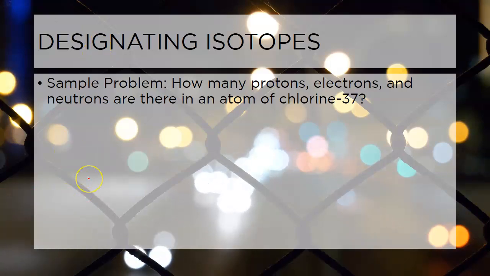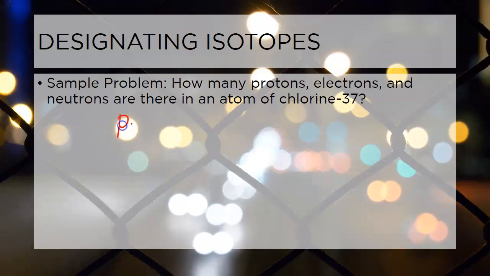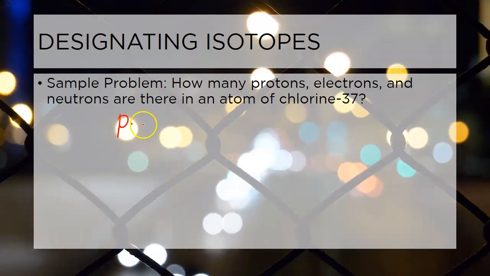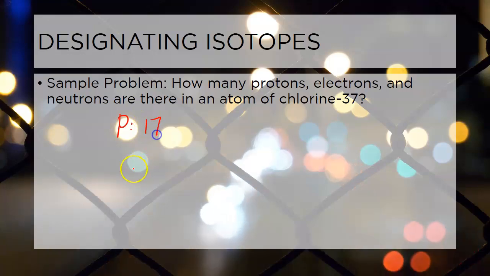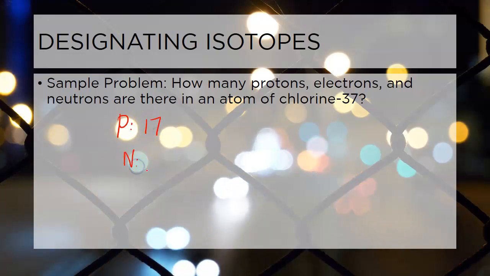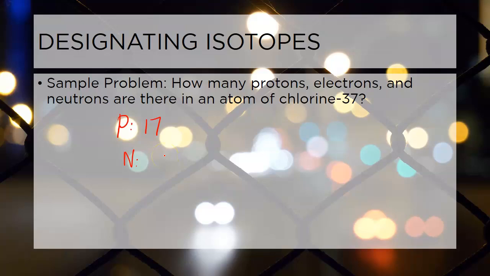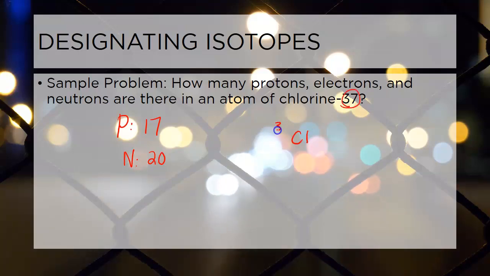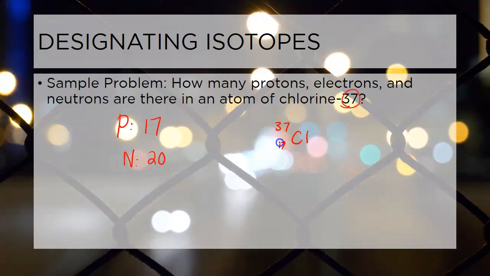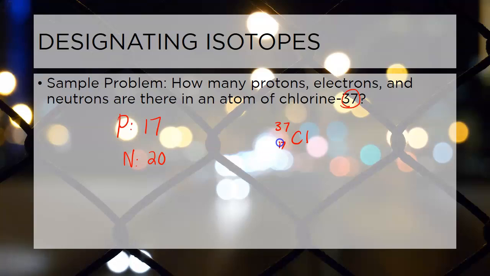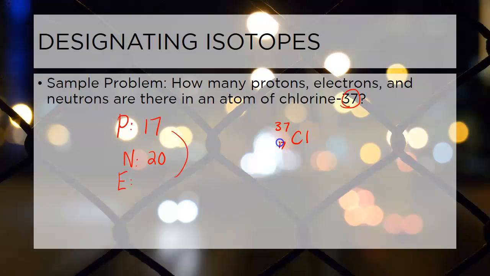So I'll write that again. Protons is 17. Neutrons, remember, we can take this number. You can write it as 37 with 17, and then my number of neutrons is 20. And for electrons, it's a neutral atom. So for now, just realize that the electrons match the protons.